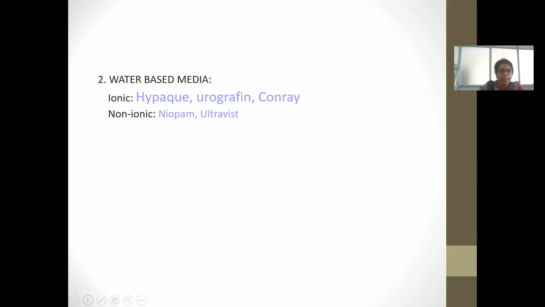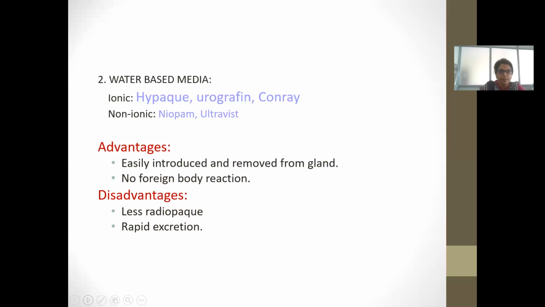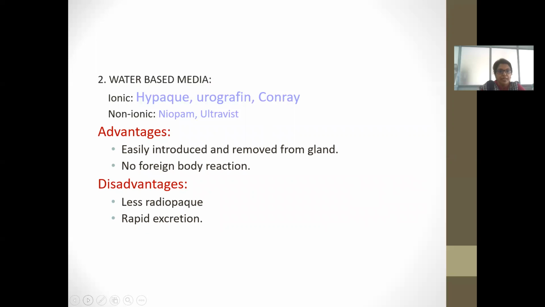Now coming to water-based media, mainly ionic and non-ionic. Ionic examples are Hypaque, Urografin, Conray, and non-ionic examples are Neopam and Ultravist. The advantage of using a water-based medium is that it is easily introduced and removed from the gland, and no foreign body reaction is found as with oil-based contrast medium. The disadvantage is that it is less radiopaque and has rapid excretion.